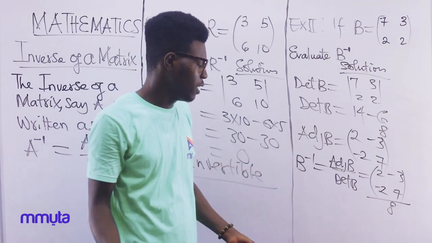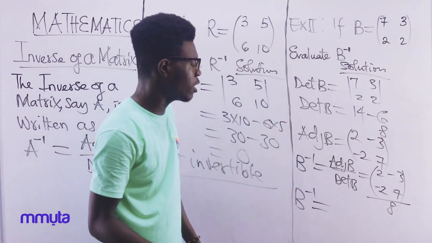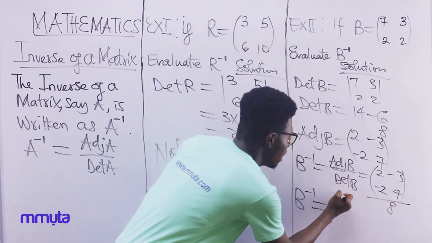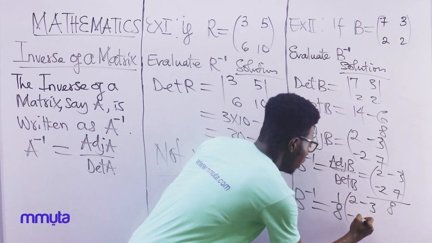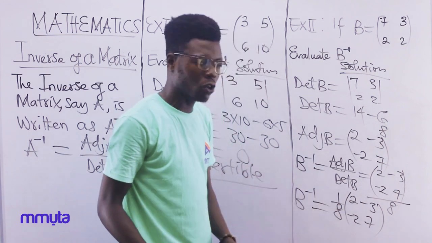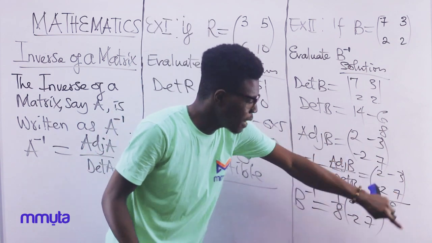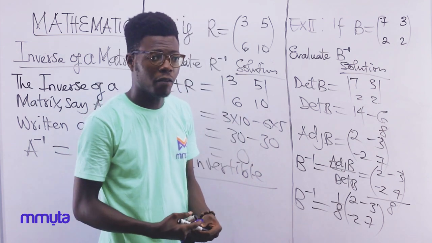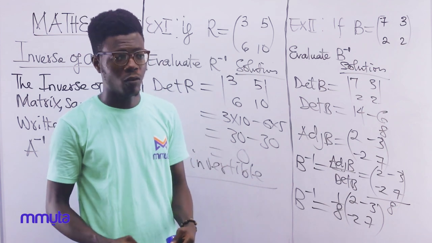Alternatively, because you can come across options, if it is a multiple choice question, you can as well see something like 1/8 multiplying [2, -3; -2, 7]. This is also correct, because at the end of the day, this 1/8 is going to multiply all the elements in this given matrix. Resolving it shouldn't be a problem because we have learned scalar multiplication.